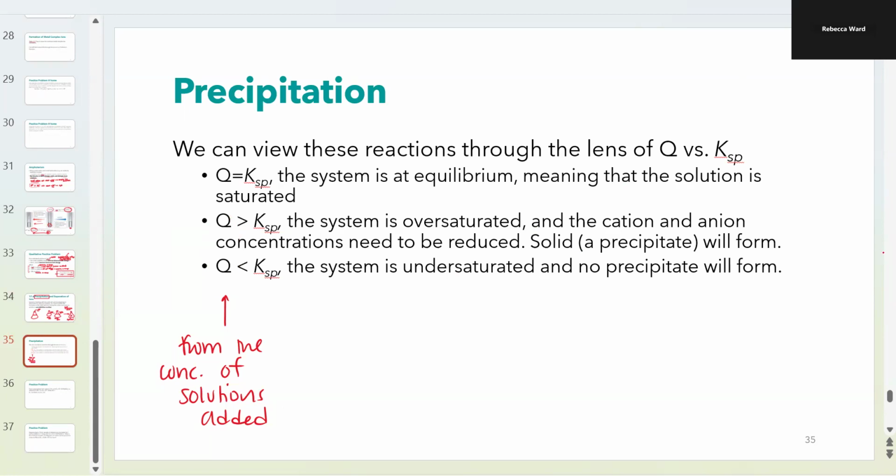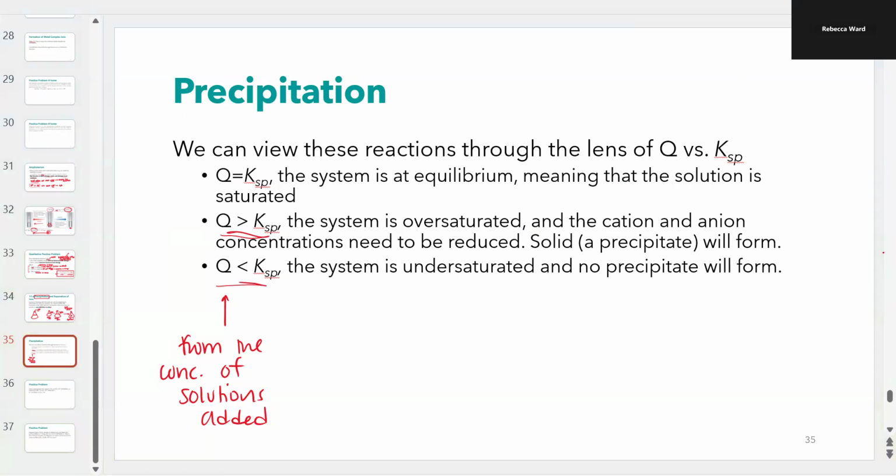If Q is greater than KSP, we've put too much of those ions into solution, and so we have to form some precipitate. If we find that Q is less than K, then the system is undersaturated or unsaturated, and we don't need to form a precipitate.